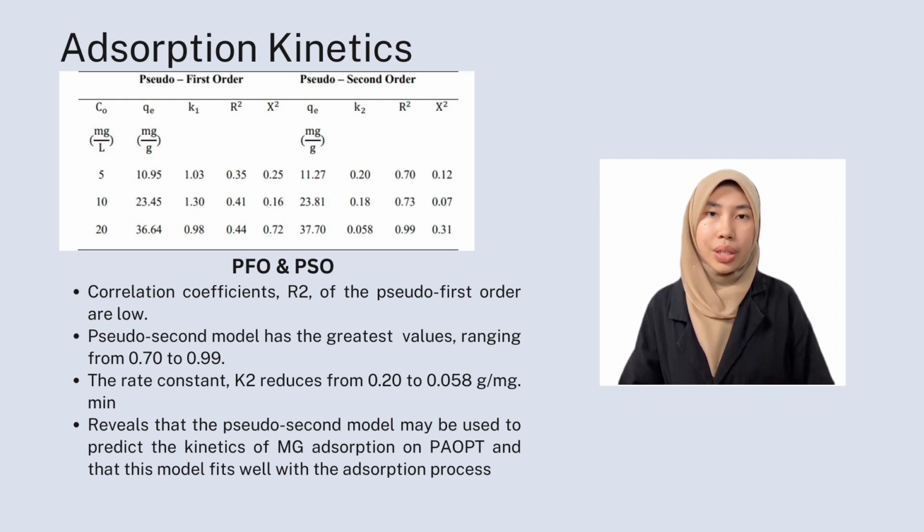At lower concentrations of malachite green dye, ions existing in the adsorption medium could interact with binding sites. Hence, a higher rate constant results. Analysis from chi-square revealed that the PSO model was excellent at estimating the malachite green adsorption. This shows that the pseudo-second-order model can be used to predict the kinetics of malachite green adsorption on PaOPT, as this model fits well with the adsorption process.